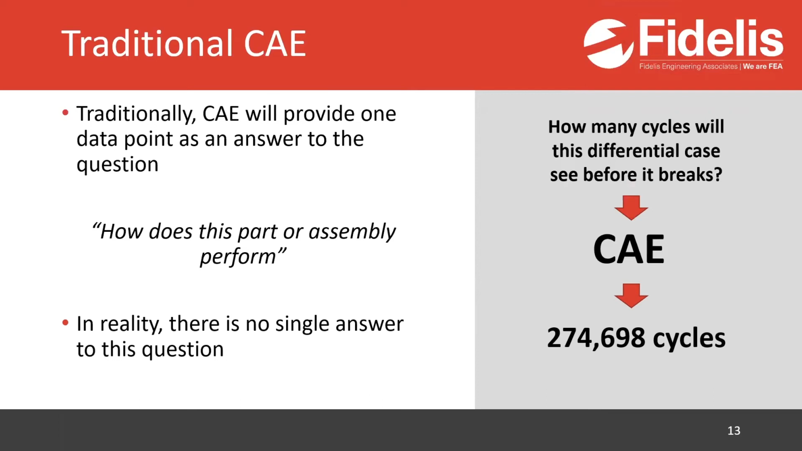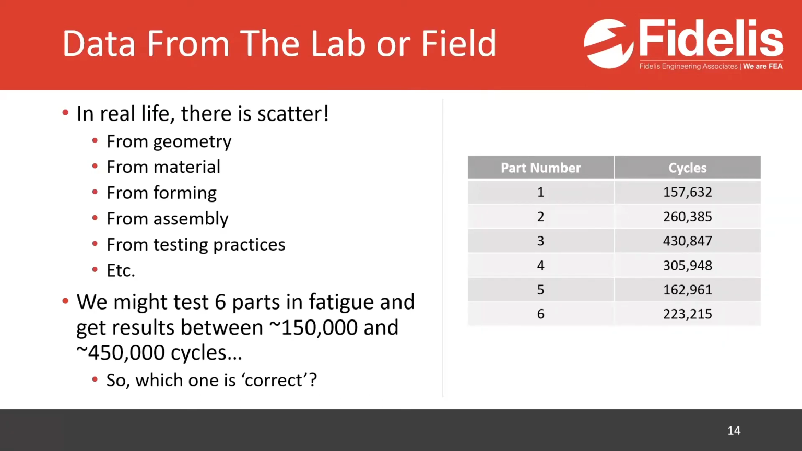In reality, of course, there's no single answer to this question. So from the lab or the field, this is more like what we see. On the right-hand side, again, I derived some physical test values of a fatigue test with the very advanced method of bashing the keyboard 6 times. But this is very representative of what we would see in real life. And of course, in real life, we have scatter from geometry, from material, forming processes, the assembly itself, and then even as far down as, well, are the testing engineers truly testing the same way every time? The answer to that is no.